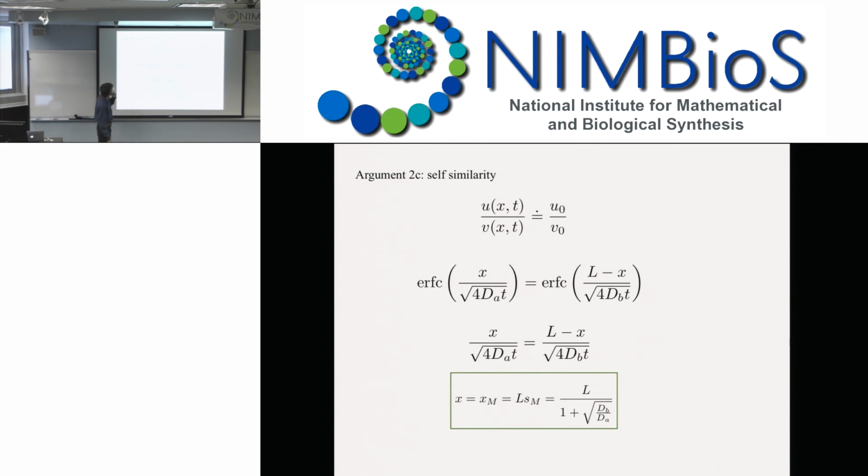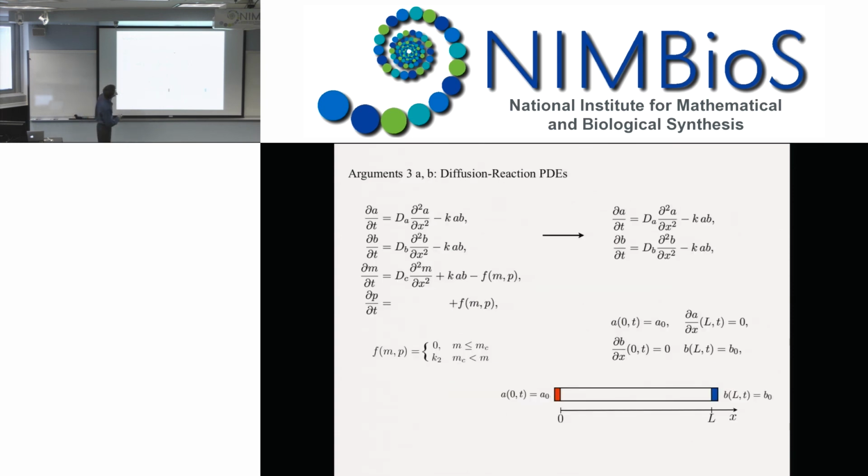What's cool, though, is maybe this: you can do a self-similarity argument, too. And you can also look at the following argument. A quite different argument would be to just say, okay, where you first get monomer is going to be where this A times B is the reaction rate to go from A and B into monomer. K times A times B. So this is the reaction term.